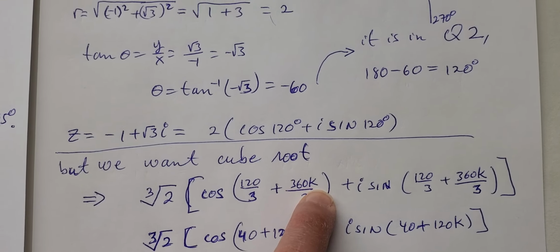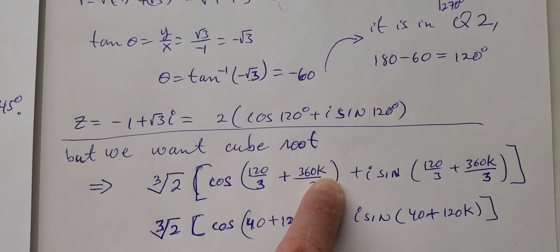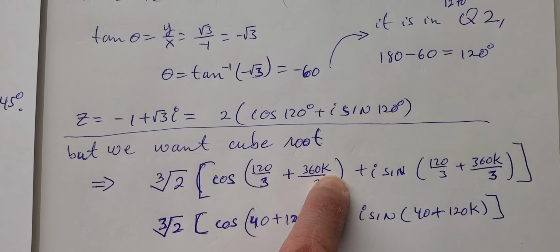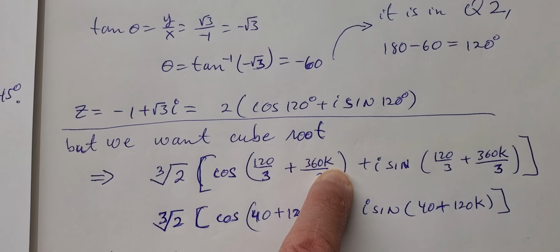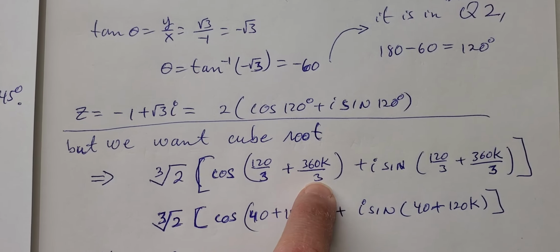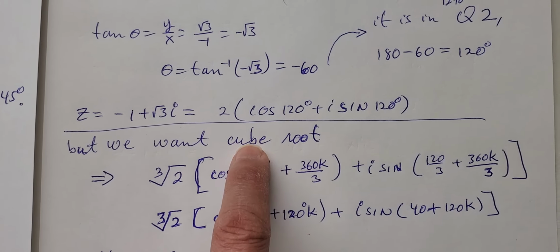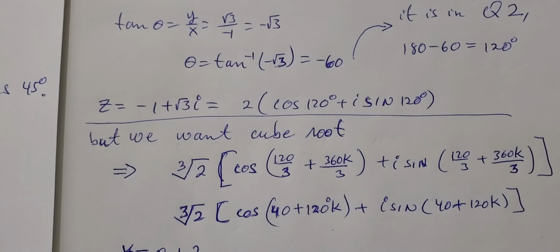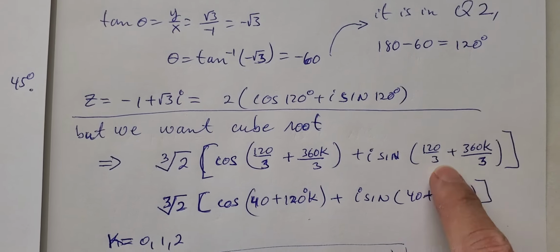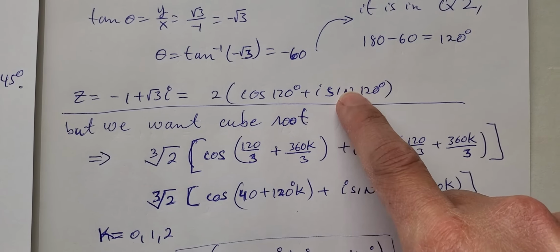K means you're going to do it many times around the circle, as many times around the circle as needed. Okay. And again, where did the 3 come from? Cube root. Okay. And you will do the same thing on this side with sine.